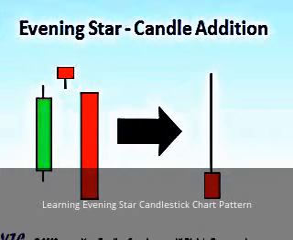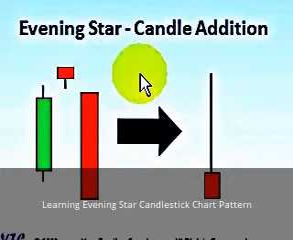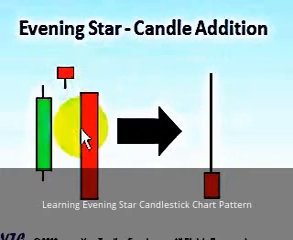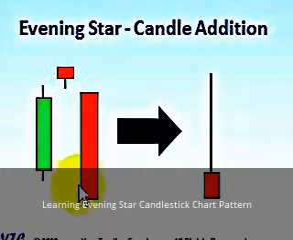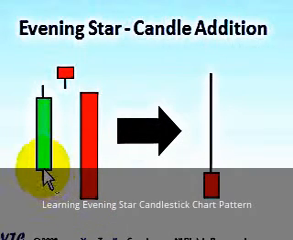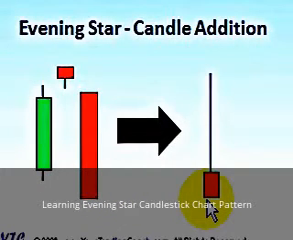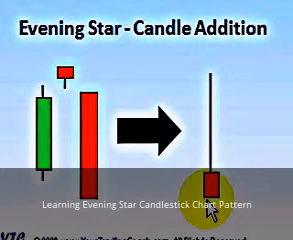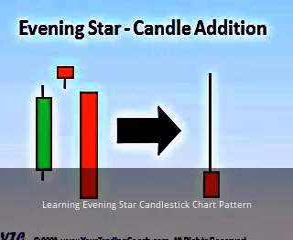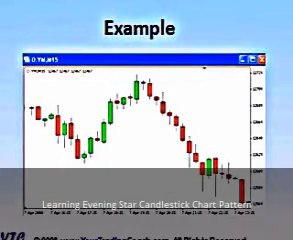Note though that it's not always green. Had this red candle, the third one in the evening star, been even more bearish and closed at this point here down below the evening star open, the shooting star would have also closed down below the open here, resulting in a red shooting star or a more bearish pattern. Let's look at some examples.